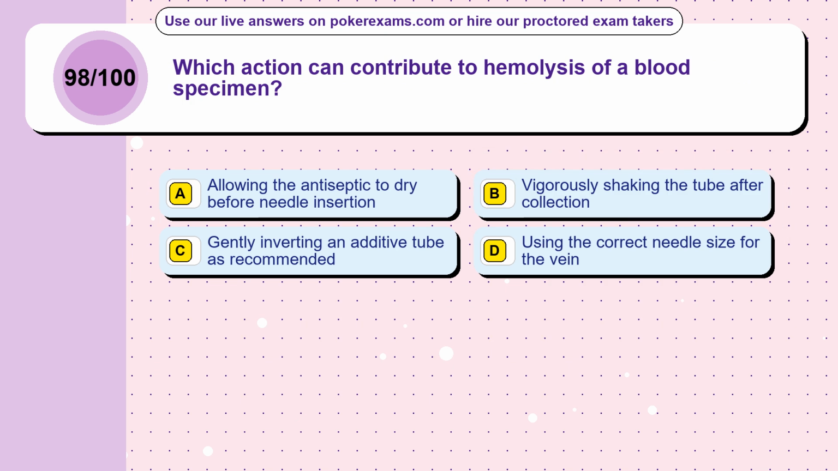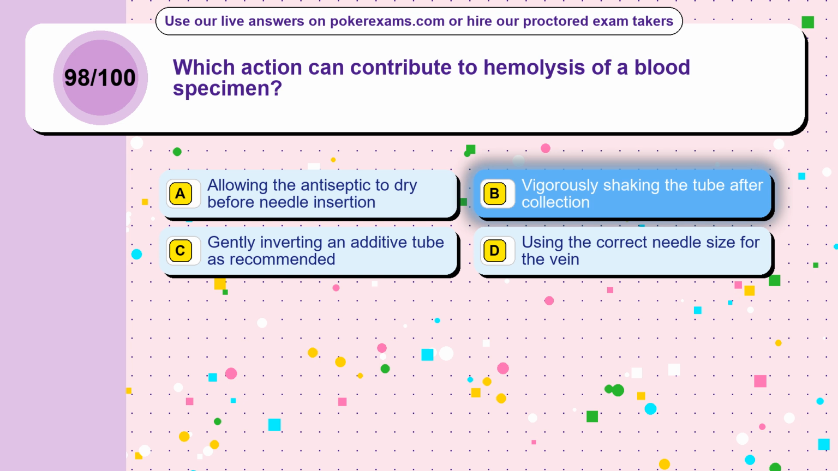Question 98. Which action can contribute to hemolysis of a blood specimen? Option A. Allowing the antiseptic to dry before needle insertion. Option B. Vigorously shaking the tube after collection. Option C. Gently inverting an additive tube as recommended. Option D. Using the correct needle size for the vein. The correct answer is option B.